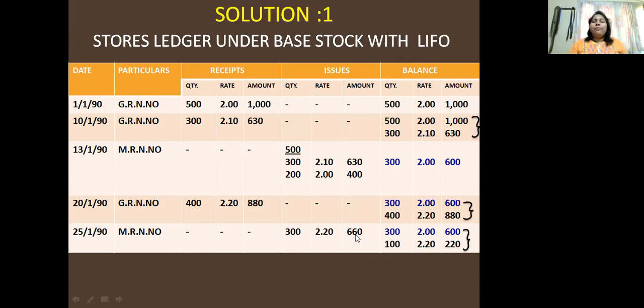So what balance do I have in this? The first lot I didn't utilize anything, so 300 as it is. Only in the second lot, the last lot, I made use of 300. So the balance will be 100. Out of 400, I made use of 300, so the balance is 100. So the respective rate I have to multiply, then I will get the value. So this is till 25th January.